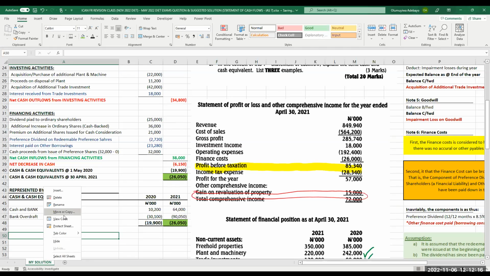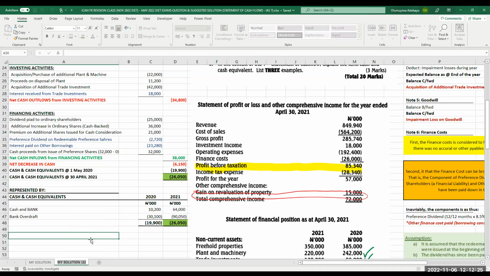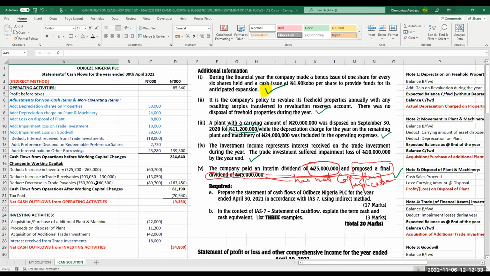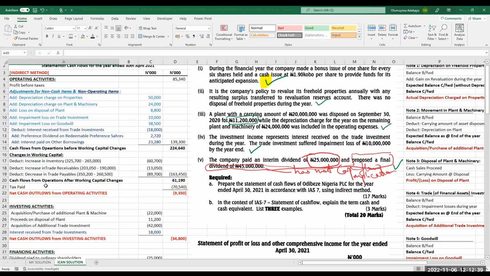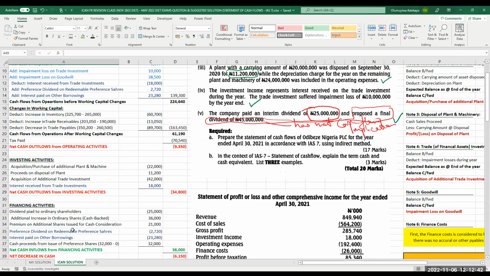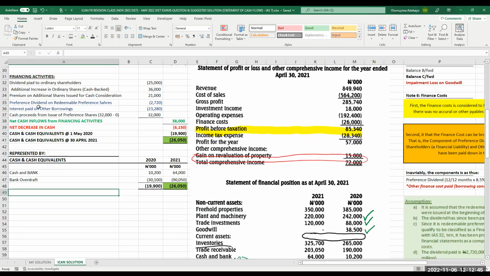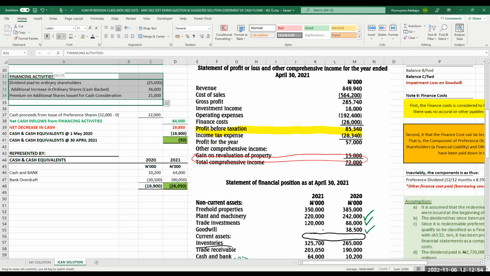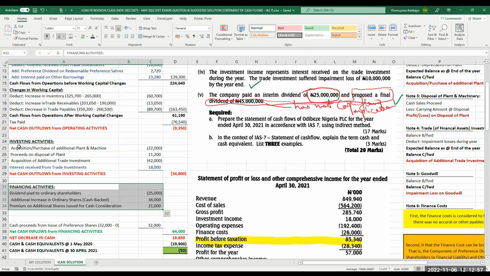But I can replicate this solution. What if, according to ICAN, they still treated this, even though they removed it from adjustment, but they treated it within operating activities rather than financing? You are still going to get the same thing, which means I take it off this and I treat it within, let me push this down.